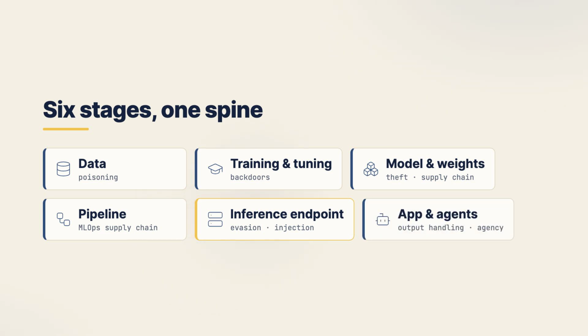And stage 6 is the surrounding app and agents, output handling, tools, plugins, and autonomous actions. When a model can actually do things, call APIs, run code, move money, its mistakes become your incidents. That's insecure output handling and excessive agency, covered in episodes 7 and 11.